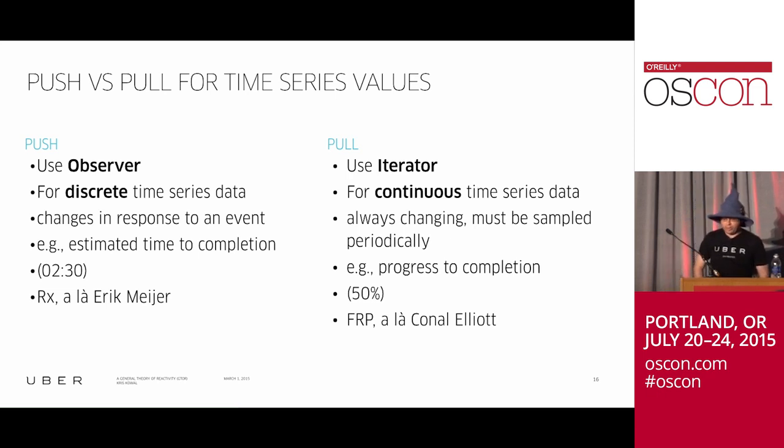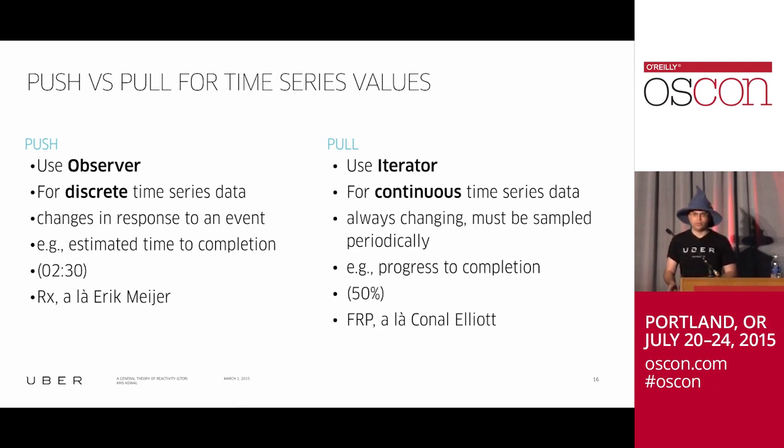So let's talk about my example of estimated time to completion and progress. For the pushing case, we're going to use an observer. For the pulling case, we're going to use an iterator. Progress is going to be this continuous value that's changing over time. So you're going to want to sample that at a rate that is reasonable to you. For example, if you're writing a web page, you would use your animation frame rate as your pulling frequency for this thing that's changing all the time.